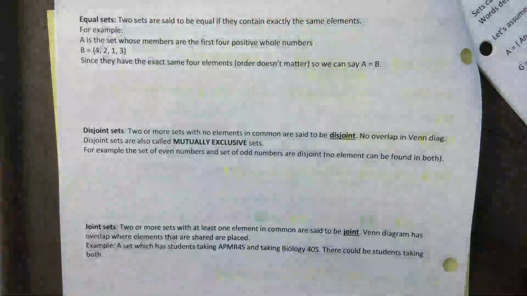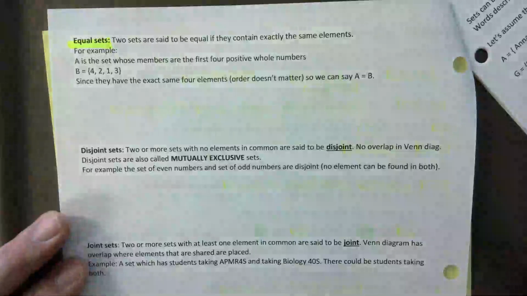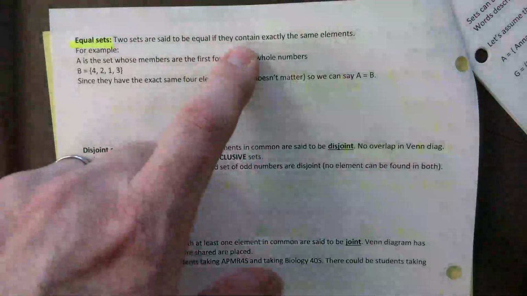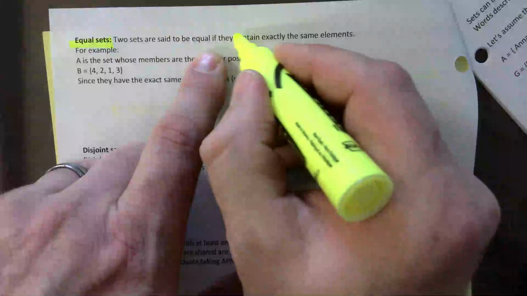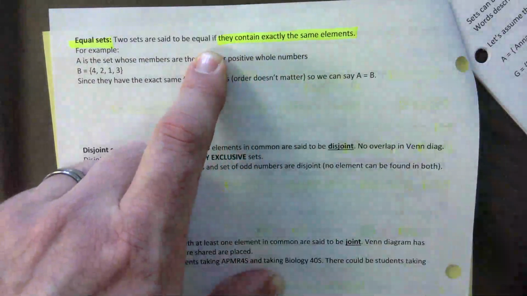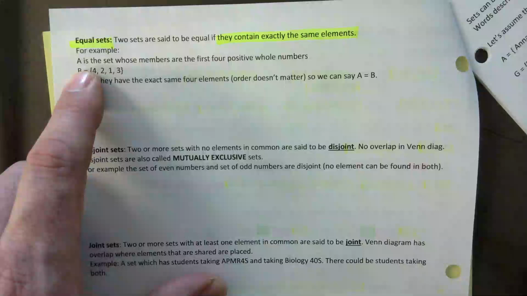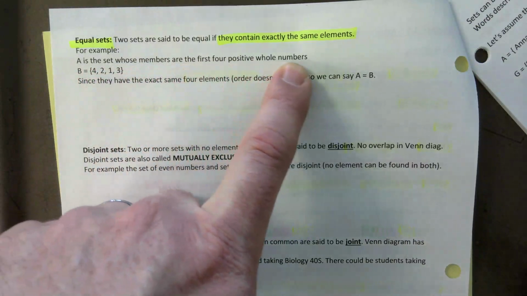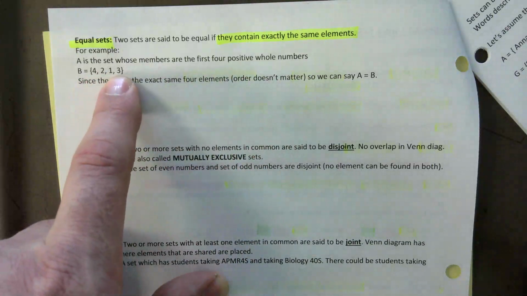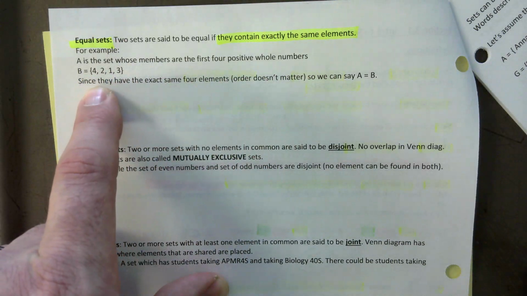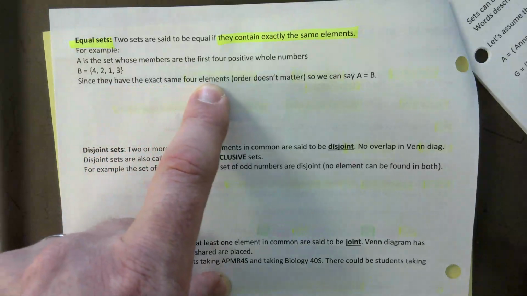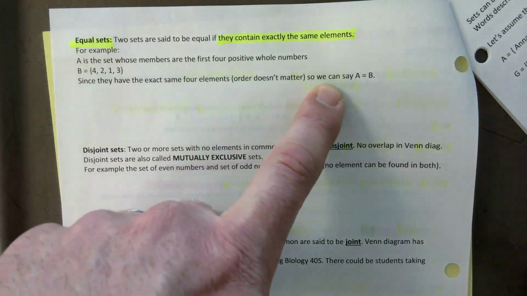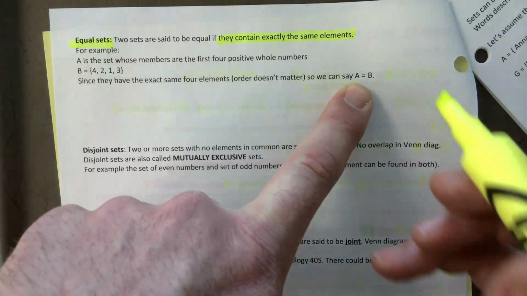Next, equal sets. Two sets are said to be equal if they contain exactly the same elements. They're equal sets. A is a set whose numbers are the first four positive whole numbers, 4, 2, 1, 3. And since they have the exact same four elements, order doesn't matter. A and B are exactly the same.